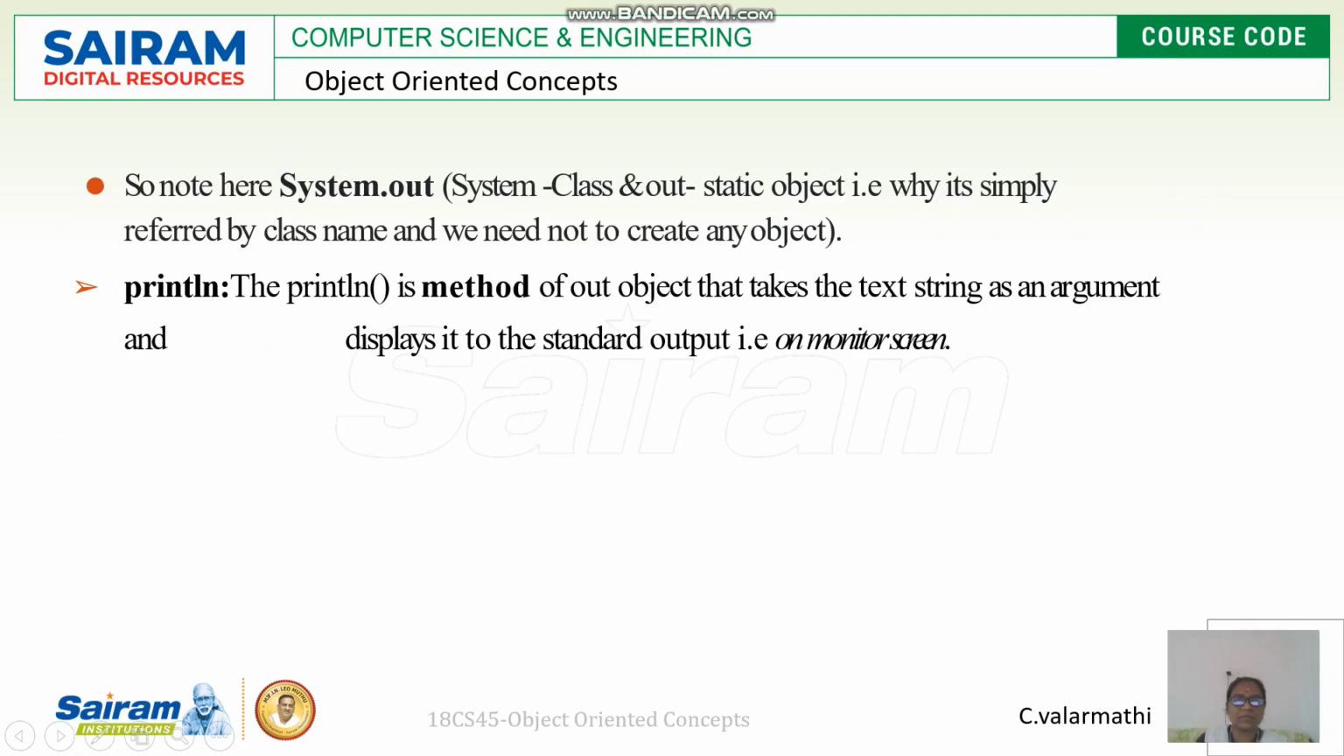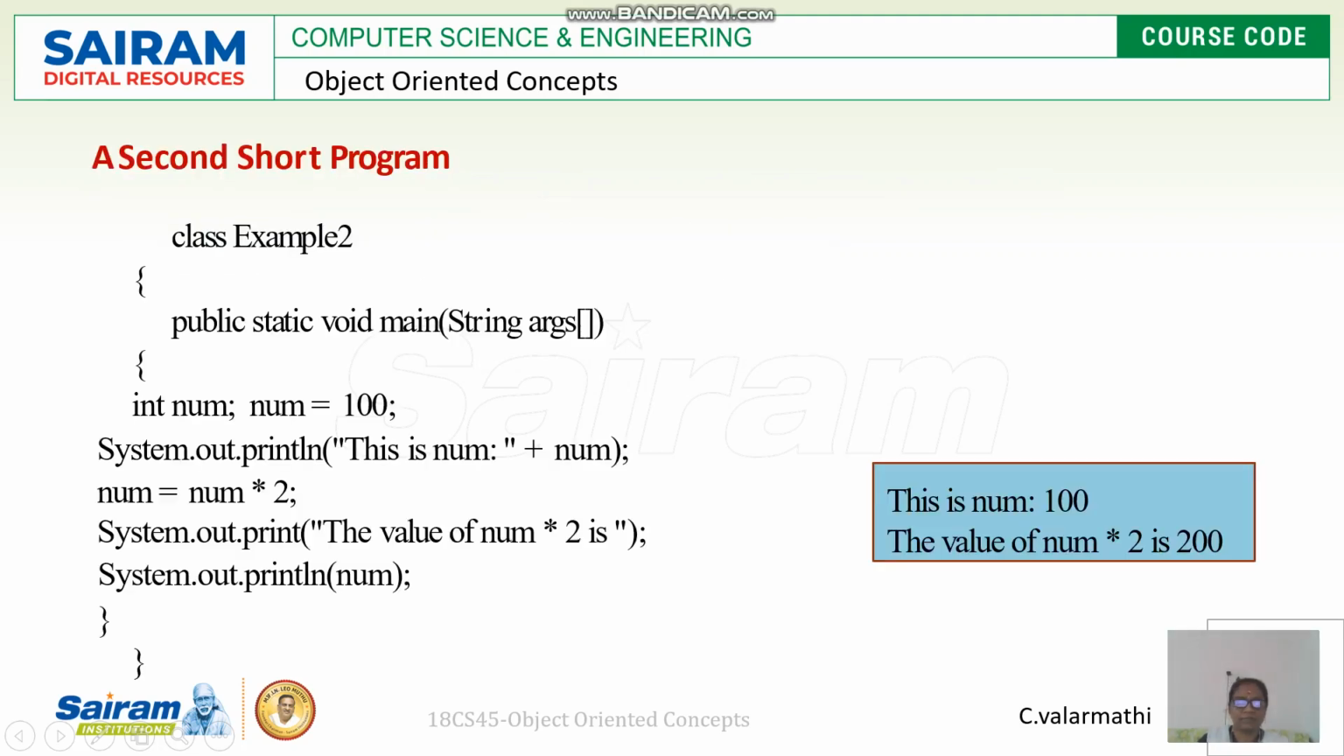Fine. So System.out. System is a class, out is a static object, and that is why it is referred to by the class name. We do not need to create any object, right? Why? Because out is a static object, so there is no need of creating an instance of the class System. Directly we can use System.out. Right. Another second short program.